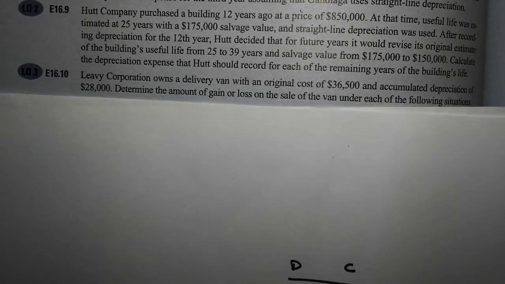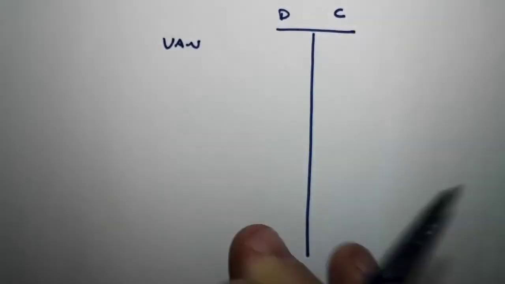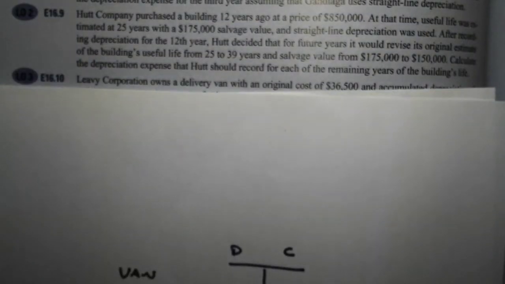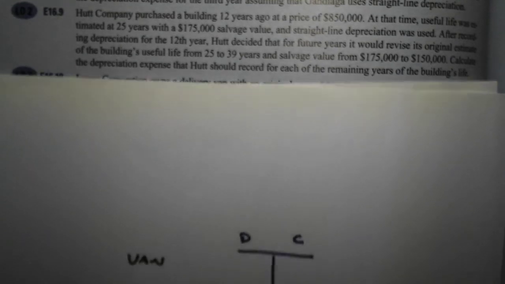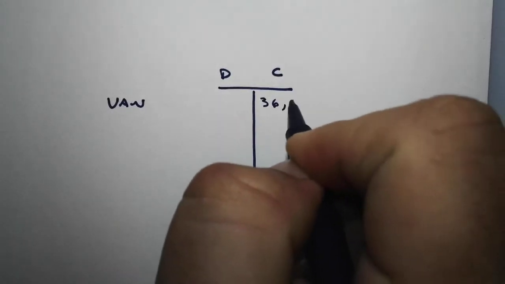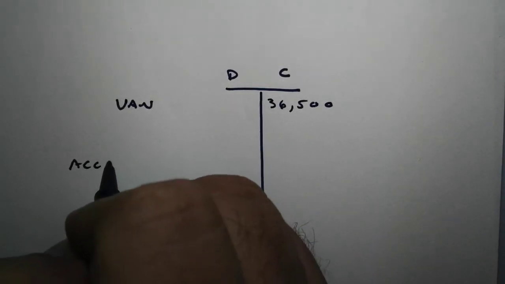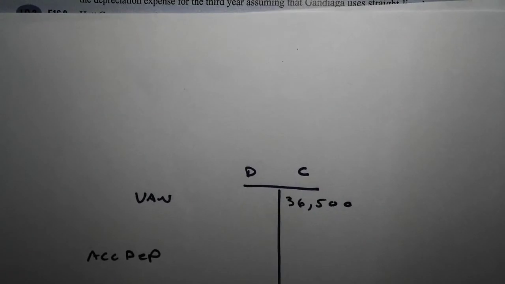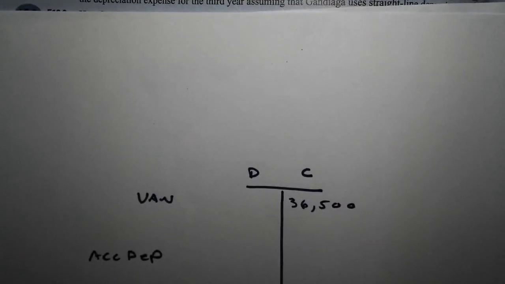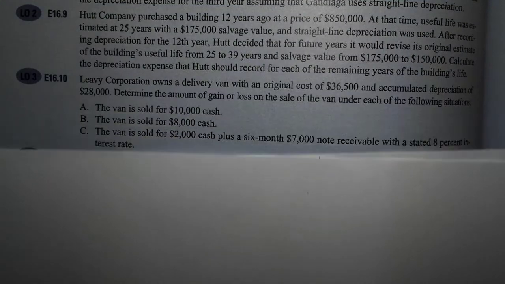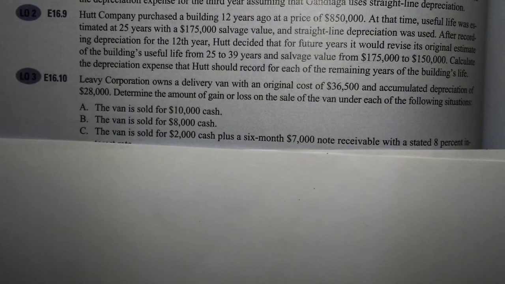So the original cost was $36,500. Remember, that is a historic cost. So we'll just say van, and we're going to credit the van for $36,500. Okay, so we know that that's going to happen first. And then we're going to go right to the accumulated depreciation for the van. Now, you want to make sure that the accumulated depreciation is given up to that point at the time of sale. And this says at the time of the sale that the accumulated depreciation was $28,000.